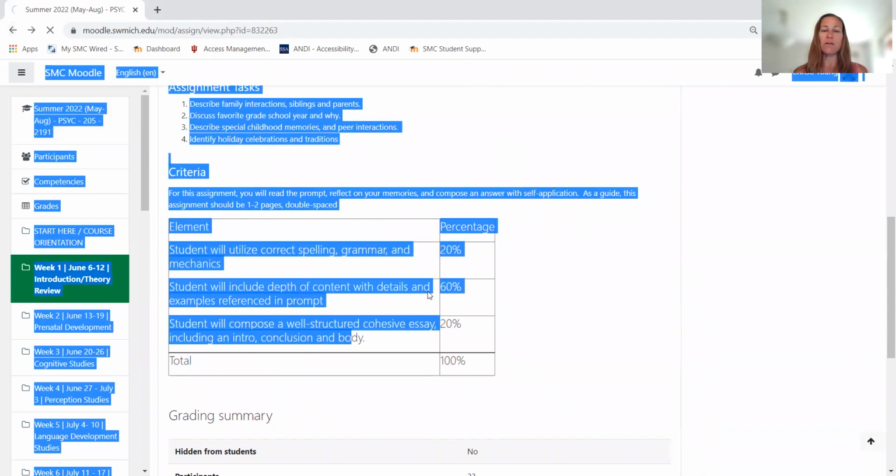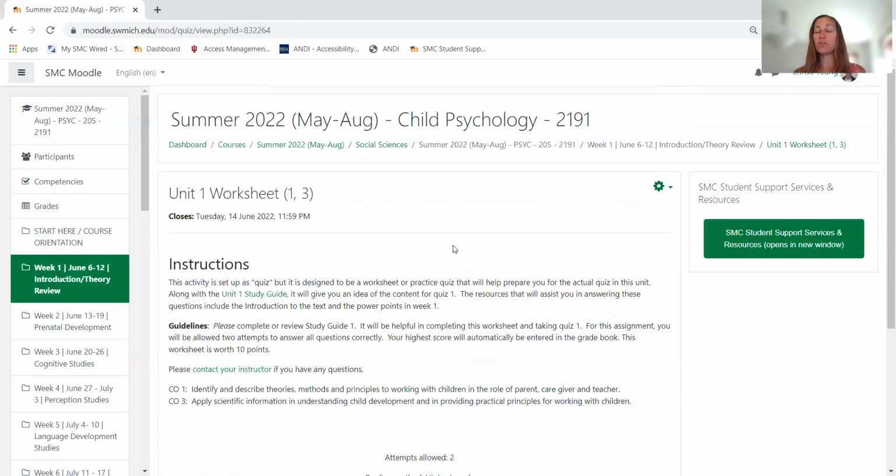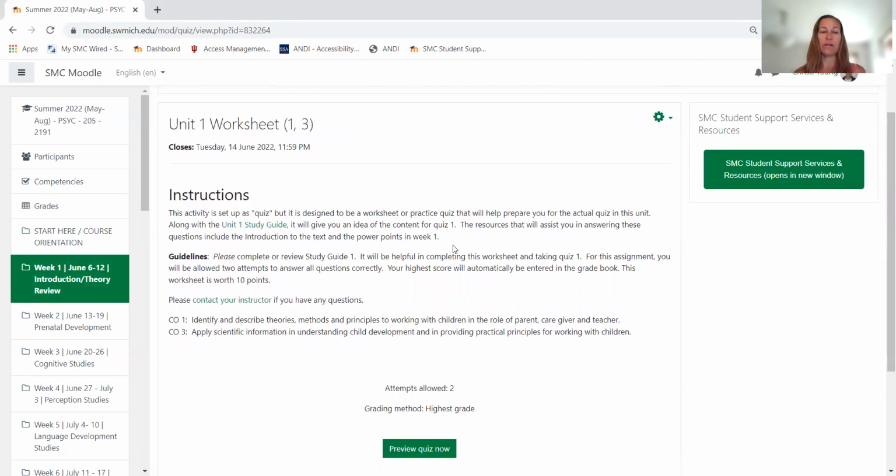Your third assignment for this week is a worksheet. Worksheets are quiz prep, basically. What they will do is ask you questions similar to what you will find on the first unit quiz. So if you complete the study guide, you will find that it's helpful in completing this worksheet. As you know, this is due on Tuesday, June 14th. Basically, that is the closing date.